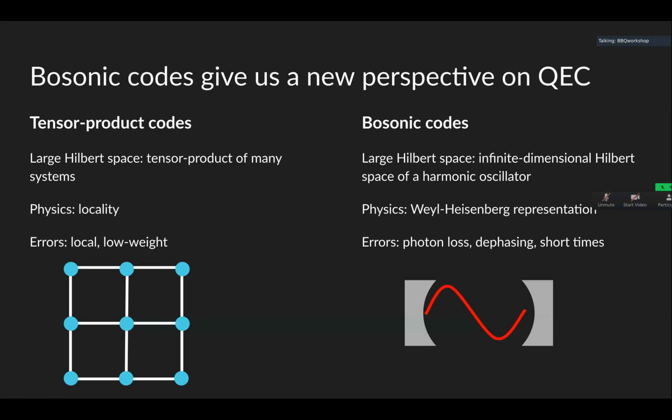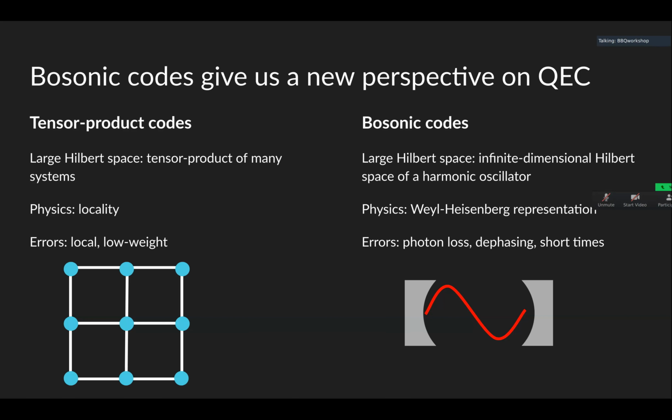So on the left, you'll see that we were getting our large Hilbert space by creating a tensor product of many systems. And really the only physics we were assuming about our system was some kind of physics of locality. So we were interested in correcting low-weight errors because we assumed our physical processes weren't going to be acting really non-locally all at once. Now, if you take that idea to a bosonic system, you have another large Hilbert space. There's no tensor product structure in sight, but the harmonic oscillator gives you an infinite dimensional Hilbert space that you can use to encode your information.